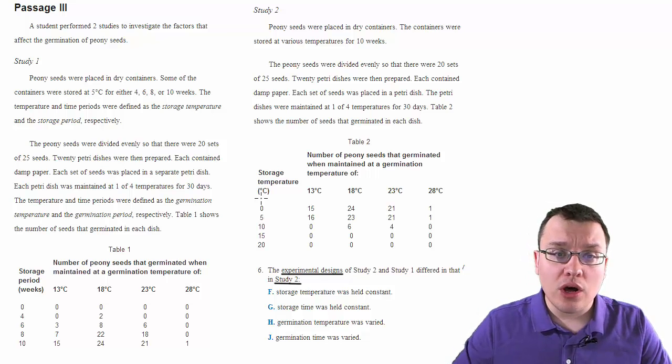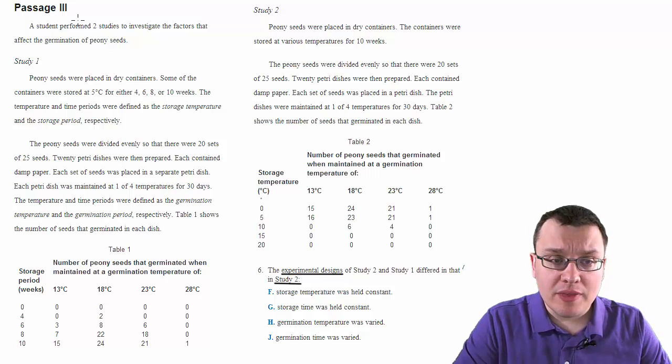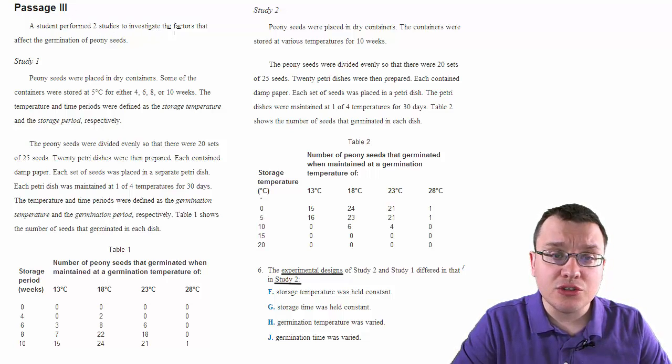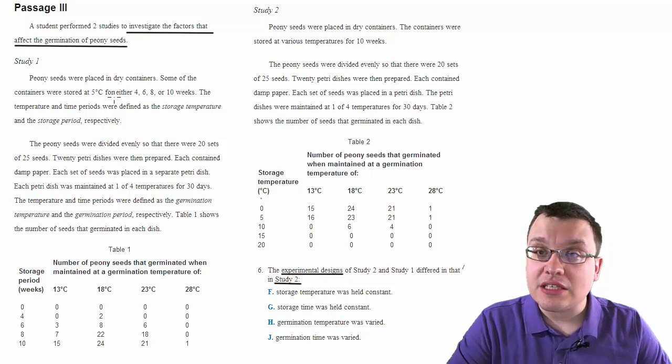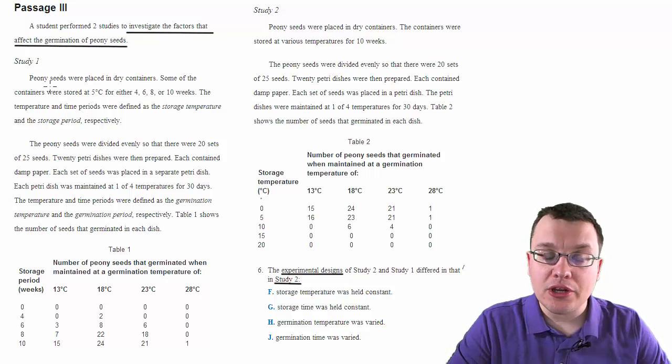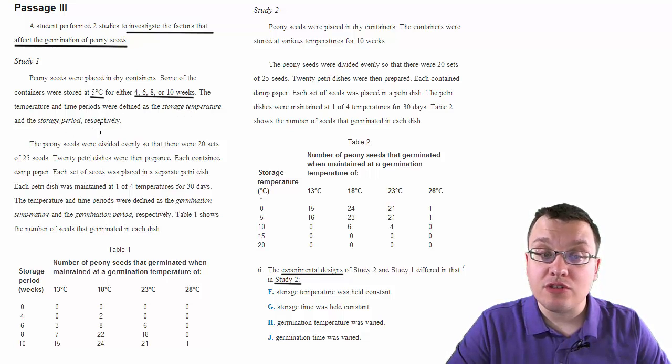So let's look at study 1. The first thing we see from the intro is that a student performed 2 studies to investigate the factors that affect the germination of these seeds. So exactly the kind of experiment you'd expect. The peony seeds were placed in dry containers. Some of the containers were stored at 5 degrees Celsius for either 4, 6, 8, or 10 weeks. The temperature and time periods were defined as the storage temperature and storage period, respectively.